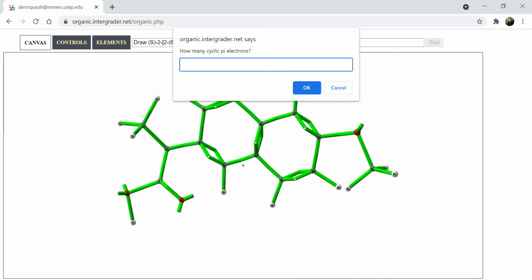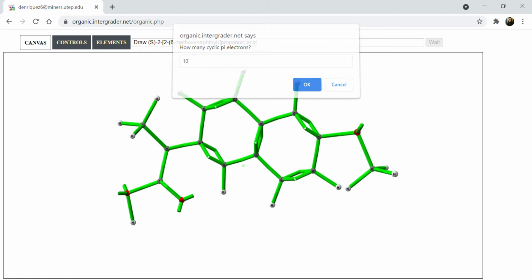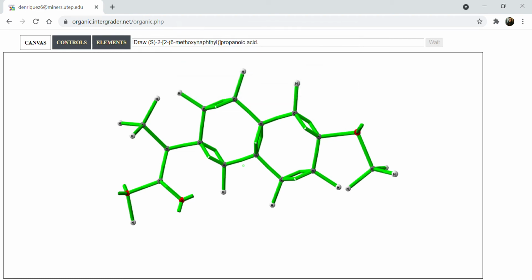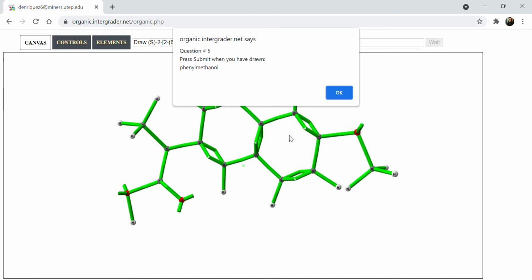Okay, and then we're going to go ahead and count those double lines. 1, 2, 3, 4, 5, 6, 7, 8, 9, 10. Got 10. Awesome. So just take your time on this one. Make sure that you're getting everything right. Don't forget double bonds. Don't forget any of that.